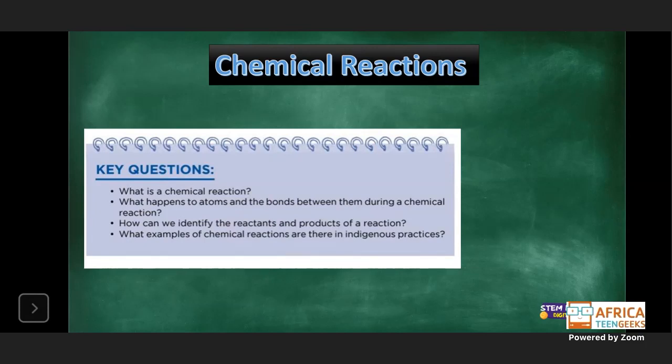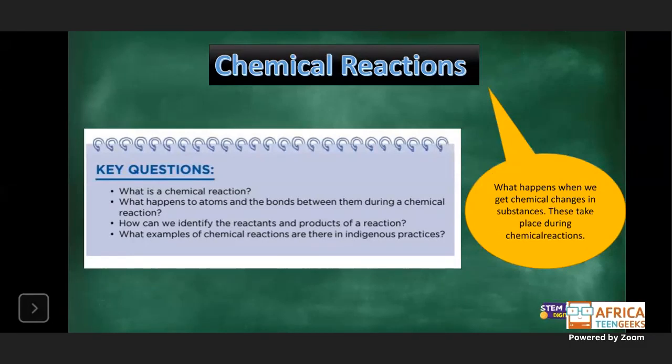All right, guys, so I'll just give you the answer to this now. A chemical reaction is basically when one or more parts of a chemical compound interact with one or more parts of another chemical compound and they react to form a new substance, right? So the substance that they form is different from the one that we originally had, okay? So guys, basically chemical reactions are what happens when we get chemical changes in substances. So a chemical change occurs when we have a chemical reaction taking place.